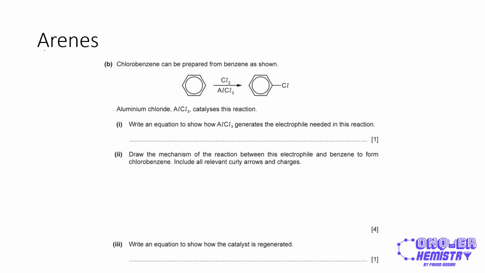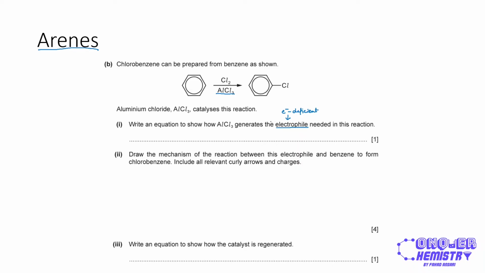And compounds that contain one or more benzene rings are called arenes. So let's take a look at the reactions of the simplest arene, which is the benzene molecule itself. It says chlorobenzene can be prepared from benzene as shown, right? And this AlCl3 over here catalyzes this reaction. Now, when it catalyzes this reaction, it generates what we call an electrophile. And we know that an electrophile is an electron deficient species.